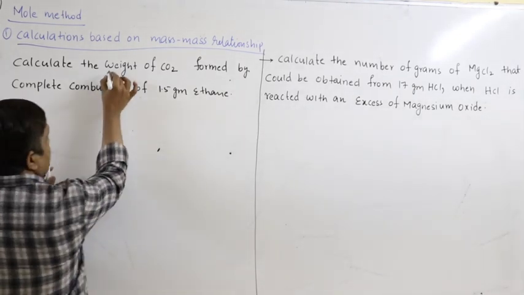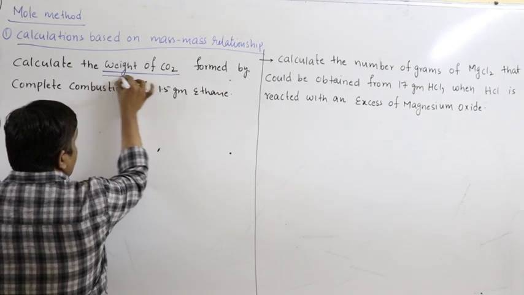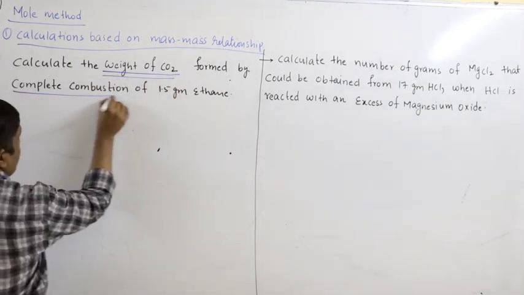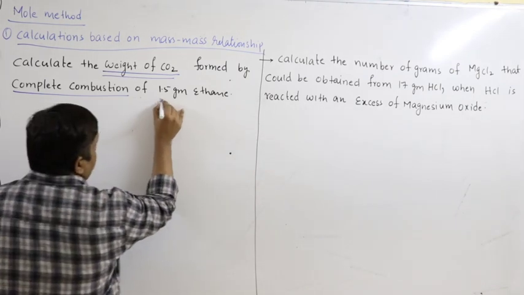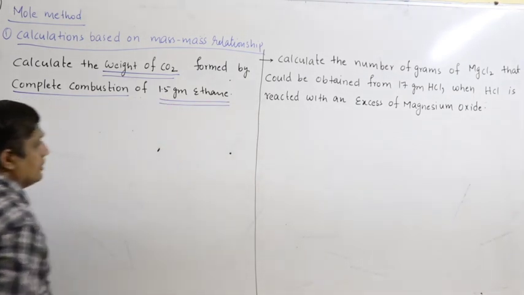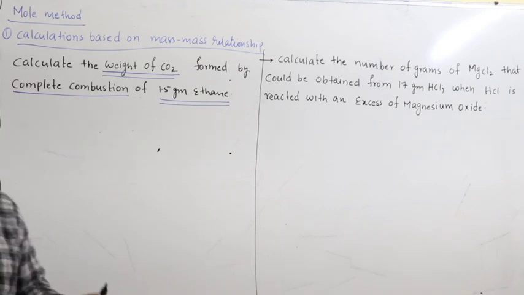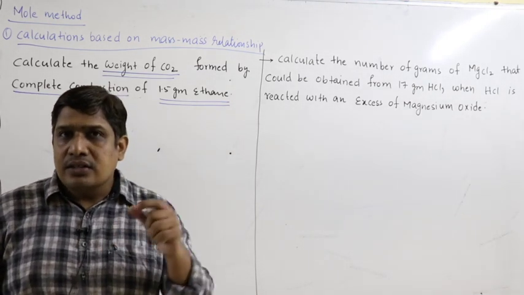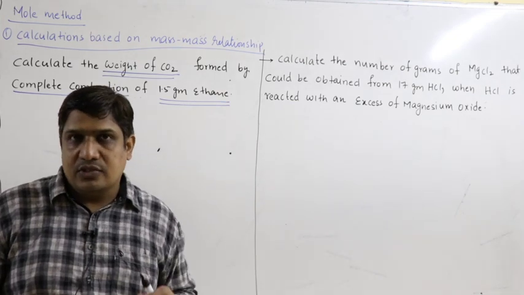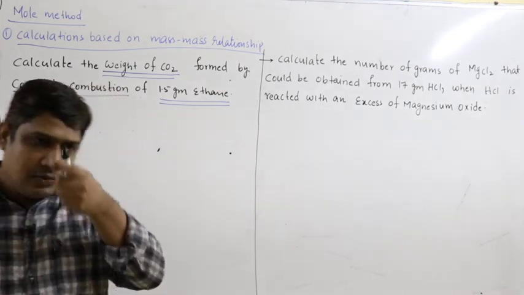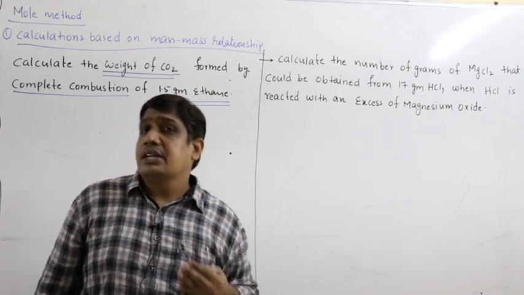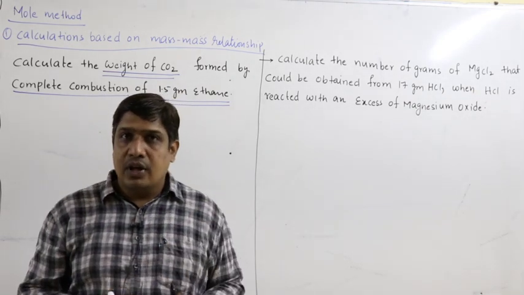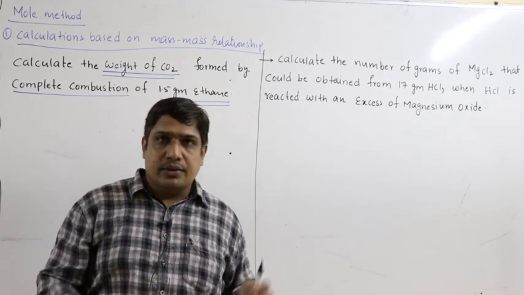See here, what they are asking is the weight of CO2 formed by complete combustion. So this is one more point, complete combustion of 1.5 grams of ethane. Already we have studied the meaning of combustion. Combustion is nothing but oxidation, where the substance reacts with oxygen. In complete combustion, carbon is converted to carbon dioxide, hydrogen is converted into water.